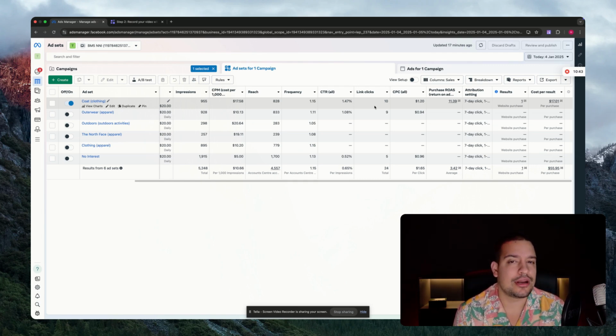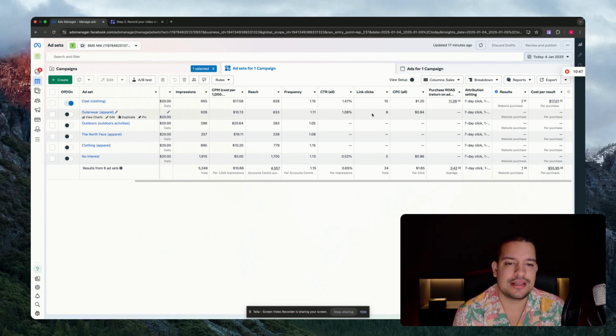Obviously, we're not running after lucky sales. Probably if I had let this one or this one run, I could have gotten a lucky sale here and there, but that's not what we're looking for. We're looking for consistency, not luck.